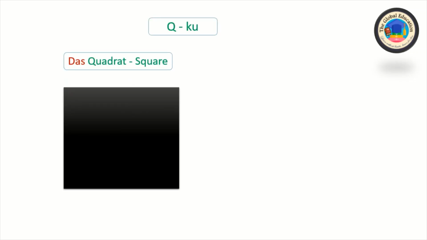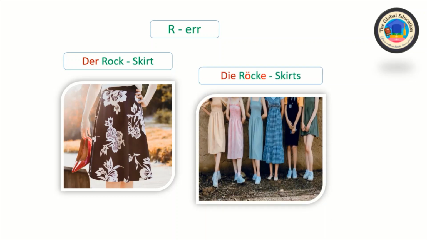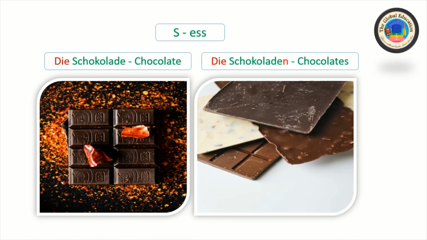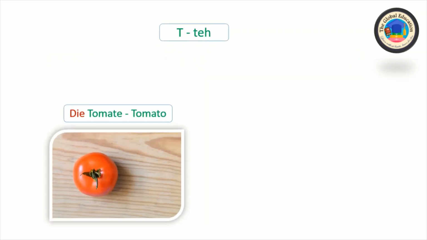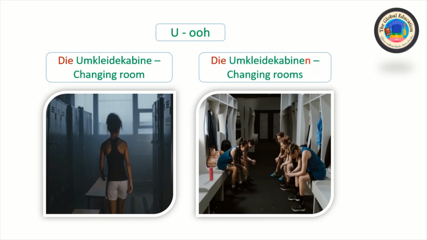Q, das Quadrat, like one square, and for more than one square, die Quadrate. R, der Rock, the skirt. S, die Schokolade, in plural die Schokoladen. T, die Tomate, in plural die Tomaten. U, die Umkleidekabine, in plural die Umkleidekabinen. It means changing room.